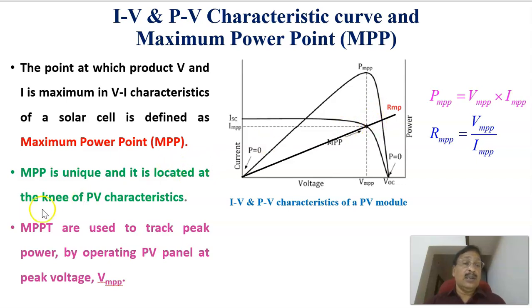The MPPT is used to track the peak power by operating the PV panel at the peak voltage. Therefore, if you operate the PV panel at this peak voltage VMPP, then maximum power can be transferred from the solar panel. VMPP is the maximum power point voltage, IMPP is the maximum power point current, and this is the maximum power. The resistance line passing through this point, the knee of the IV characteristics, we call RMPP, which is nothing but VMPP divided by IMPP.